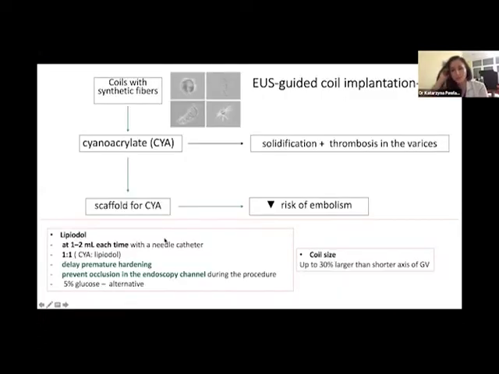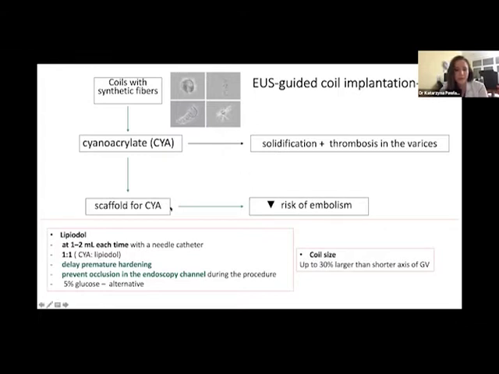And what is the most important when it comes to the tools for EUS-guided coil implantation? For sure, coils are one of the main elements. Coils with synthetic fibers can be the scaffold for histoacryl glue, and together this leads to a lower risk of embolization, of embolism. We also use cyanoacrylate, histoacryl glue, which leads to solidification and thrombosis in the gastric varices.